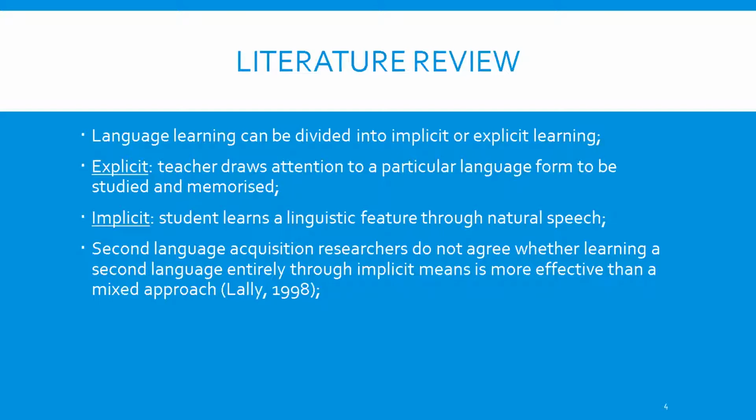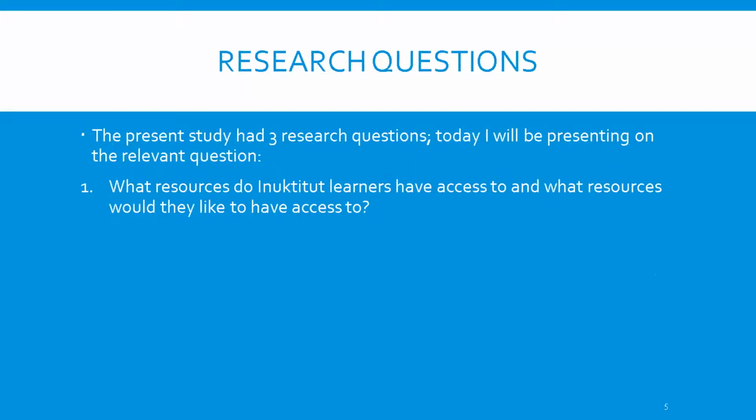Second language acquisition researchers mostly agree that learning a language just through explicit means is almost impossible. But there is a bit of a debate as to whether a mixed implicit-explicit approach is more or less effective than a purely implicit method. The thesis that I conducted had 3 research questions, but today I'll only be focusing on the relevant question. What resources do Inuktitut learners have access to, and what resources would they like to have access to?